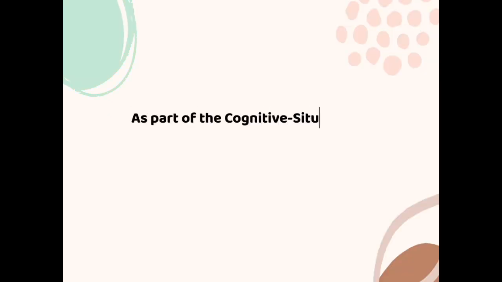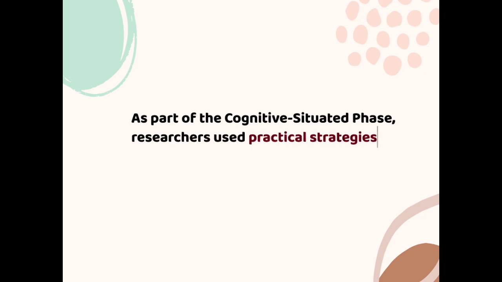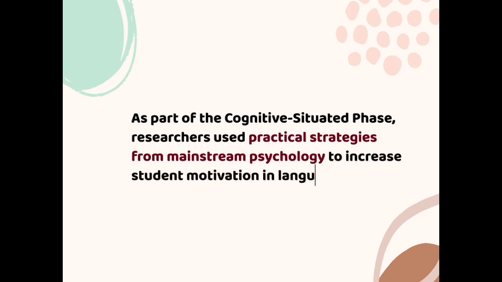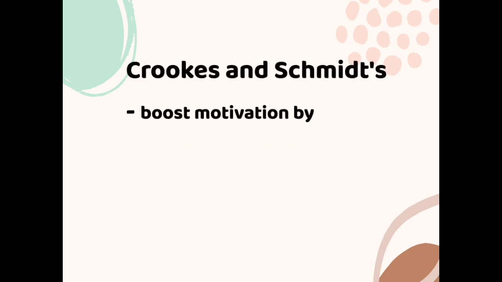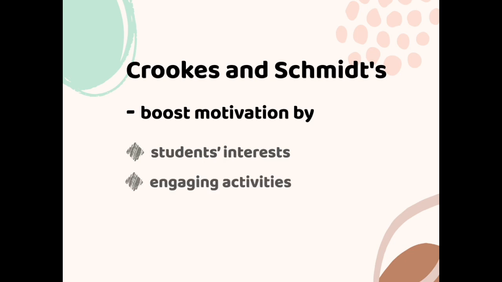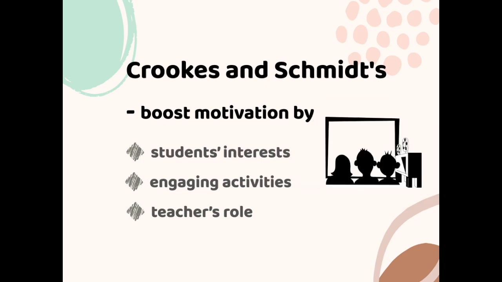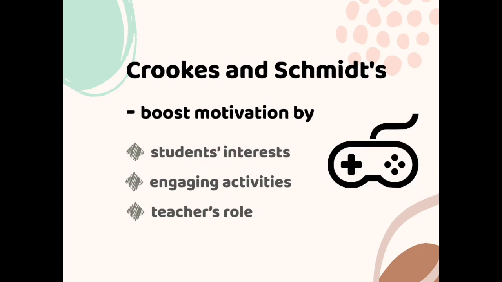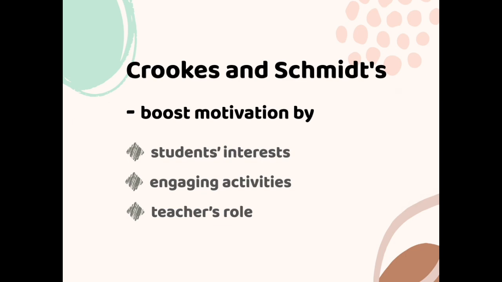As part of the cognitive situated phase, researchers used practical strategies from mainstream psychology to increase student motivation in language learning. Using Crookes and Schmidt's model, teachers could boost motivation by considering student interests, engaging activities, and the teacher's role. For example, you can motivate students by including songs and movies they like in lessons or creating interesting, interactive activities or games. However, later research revealed that it's not just about these immediate classroom factors.